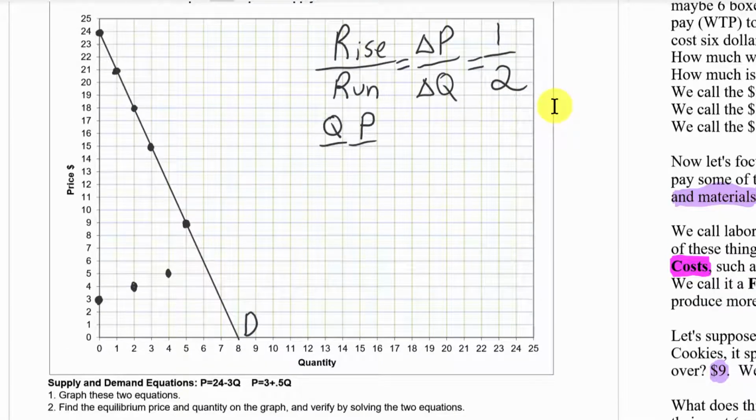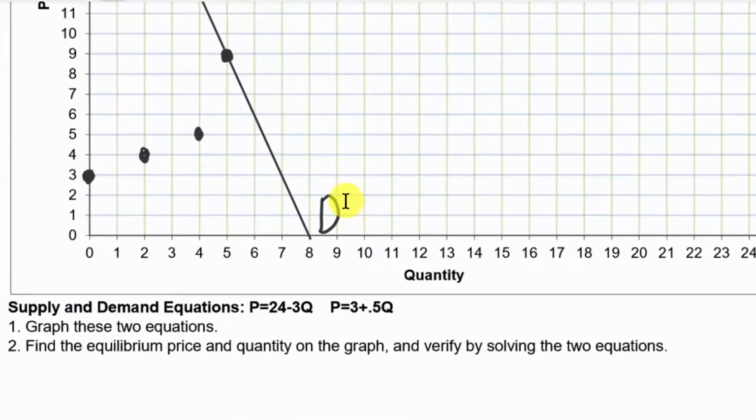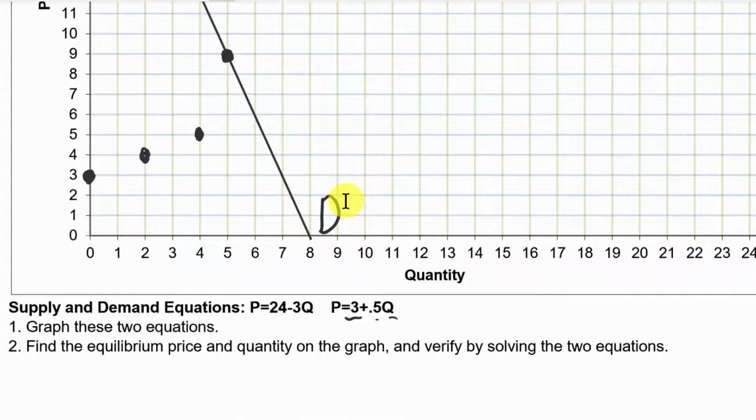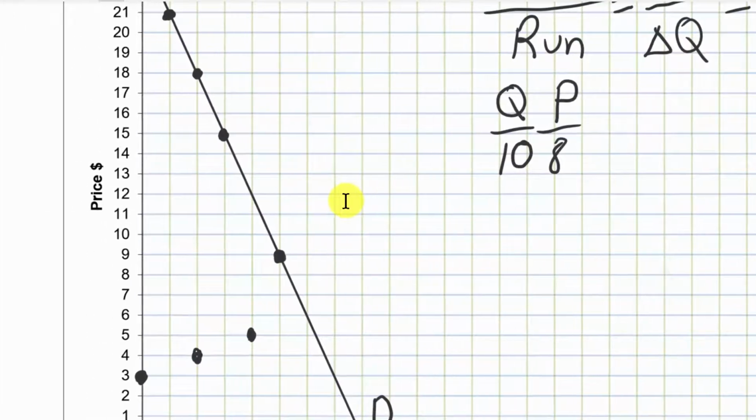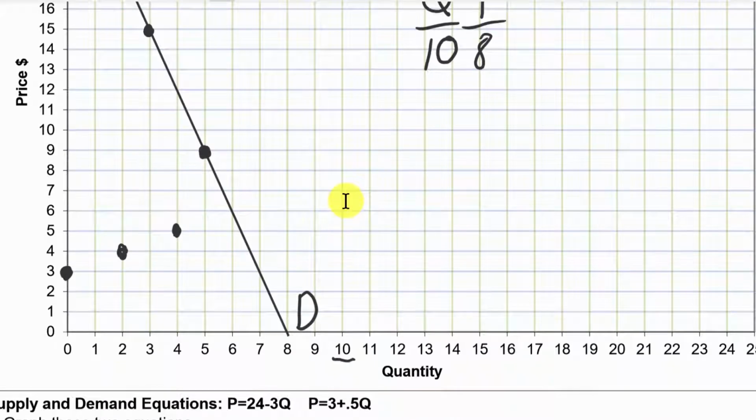Or we could plug in some value like we did before. We could say, well, just pick any Q, 10, whatever. Why 10? Why not 10? So if we plug in 10 here, P equals 3 plus half of 10. Half of 10 is 5. That tells us the price would be 8. So quantity 10, price would be 8. Here's another point for our graph: quantity 10, price 8.